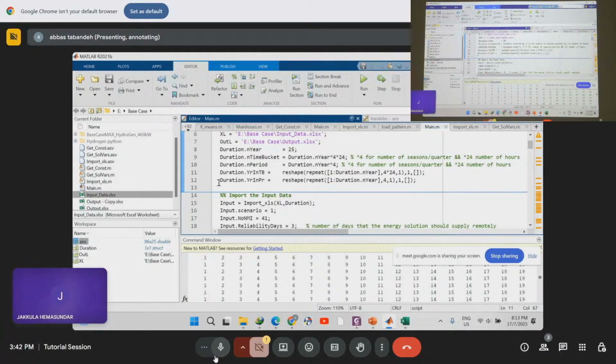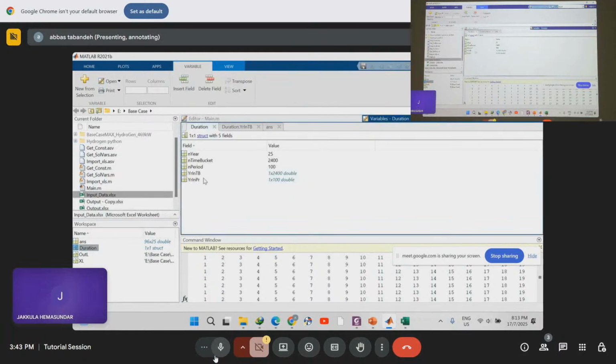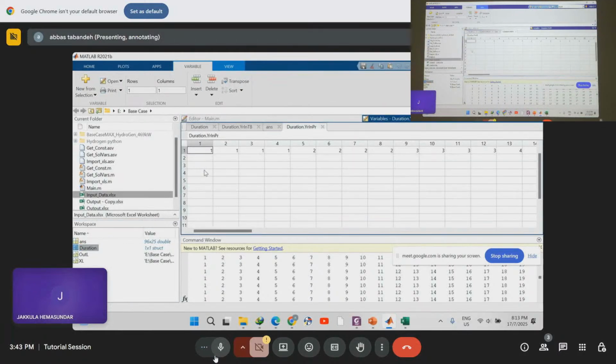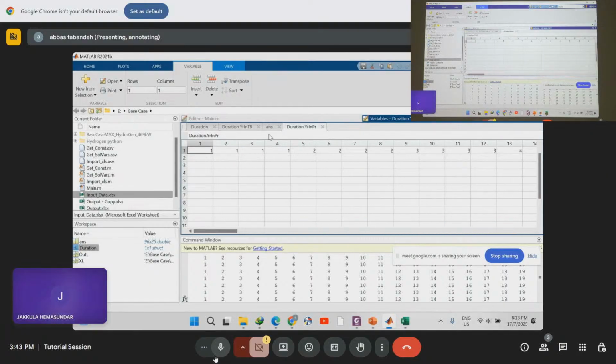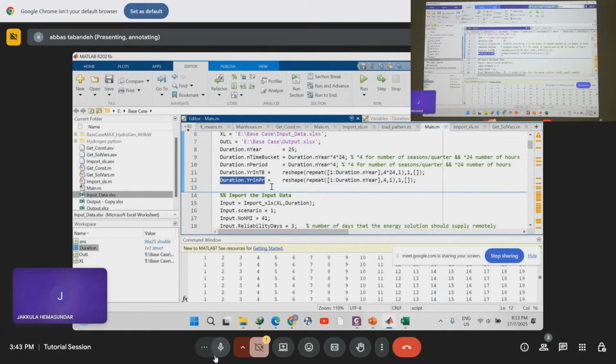And we will do the same for duration in period. Here in period, if we go to that, we can see that we have 100 periods, 4 seasons multiplied by 25, and we want to see each period corresponds to each year. It depends on how you are doing the programming.